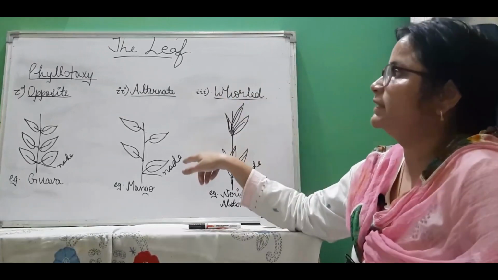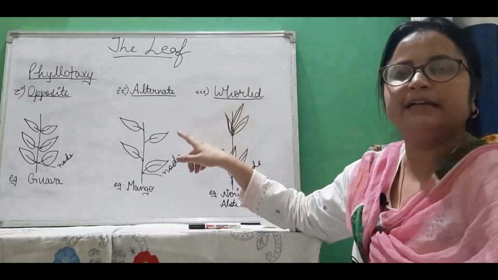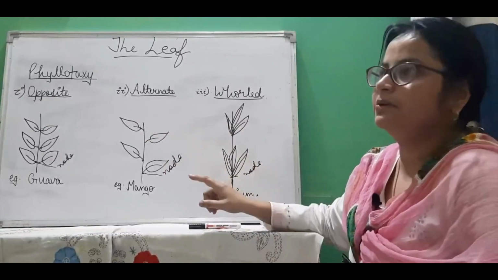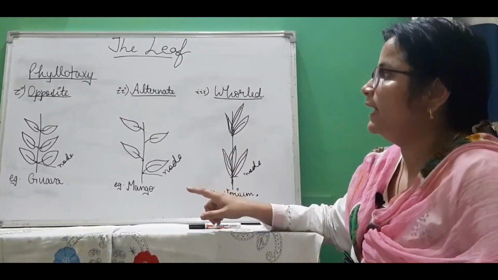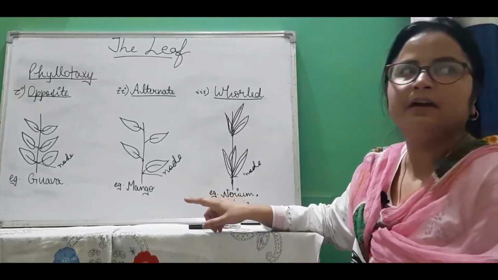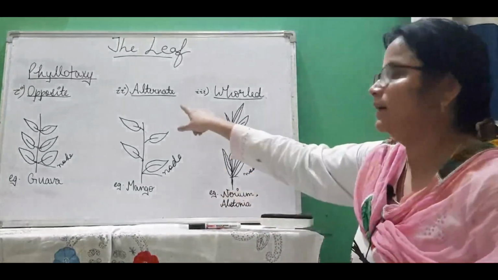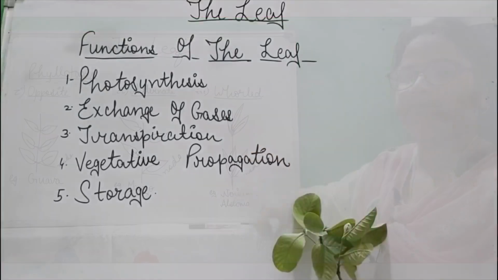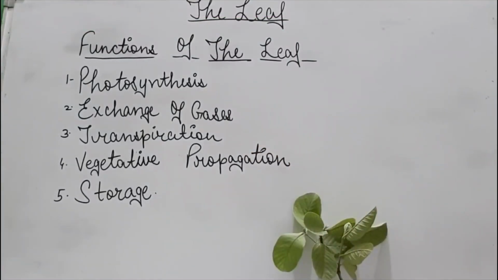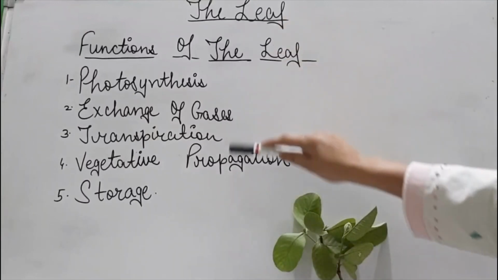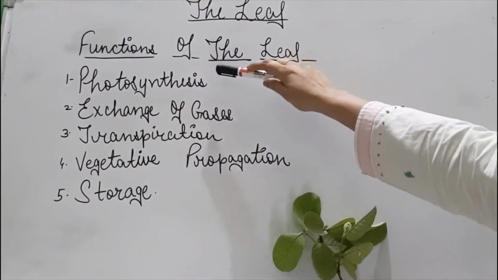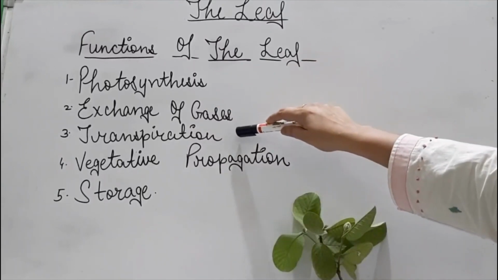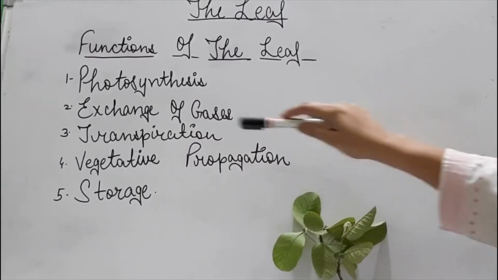So what have you studied in phyllotaxy? Phyllotaxy means arrangement of leaves on the stem, and there are 3 types of arrangement: opposite arrangement, alternate arrangement, and whorled arrangement. Next topic is functions of the leaf. Leaves have so many functions. Main functions are: first is photosynthesis, then exchange of gases, transpiration, vegetative propagation, and storage.